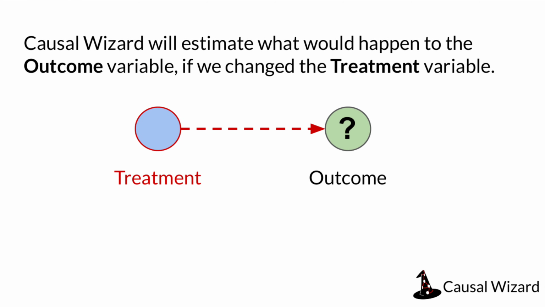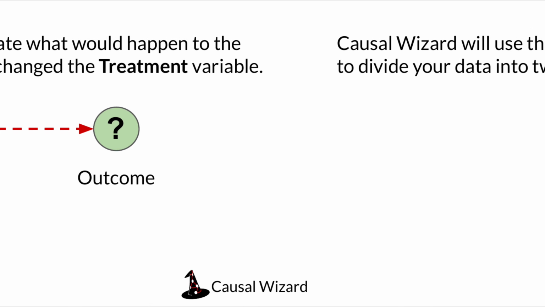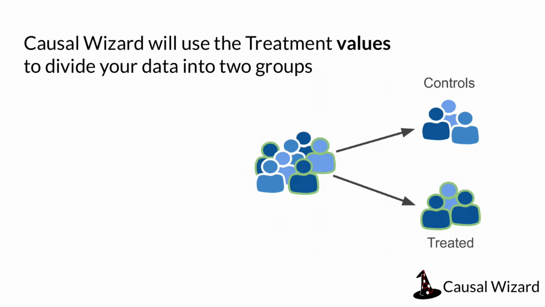Causal Wizard will estimate what would happen to the outcome variable if we change the treatment variable. More specifically, we want to separate outcomes into two groups, depending on the value of the treatment variable. One group is treated, the other is not. We call the untreated group controls.